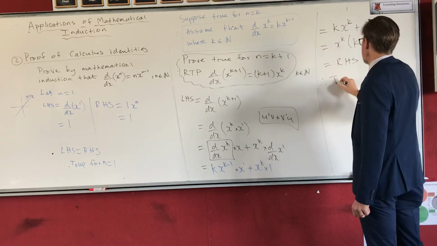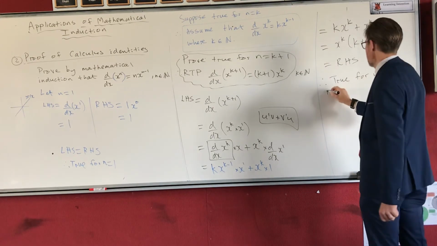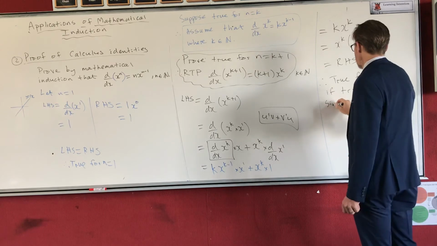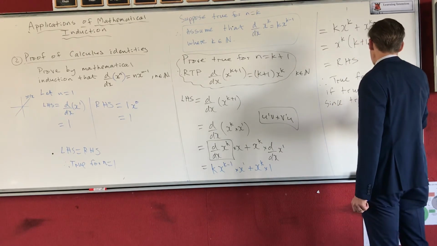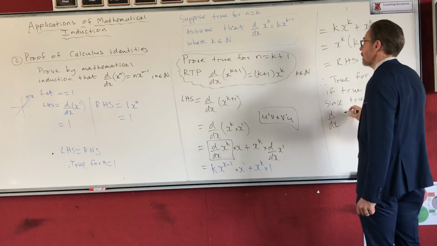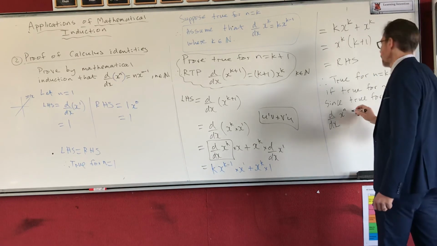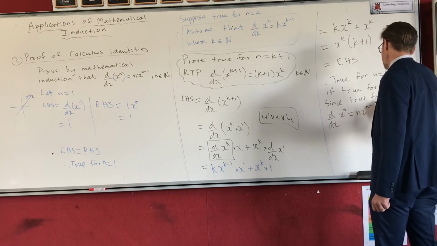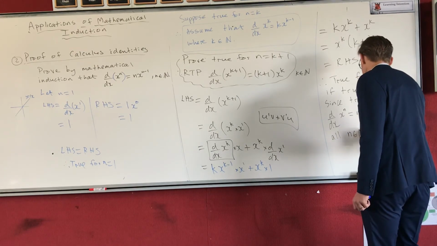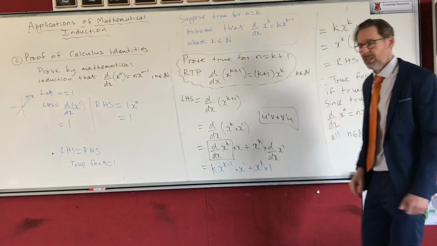Okay, so therefore true for n equals k plus 1 if true for n equals k, and since true for n equals 1, d/dx of x to the n is equal to n x to the n minus 1 for all natural numbers n bigger than or equal to 1. Okay, so that's it, the second example.